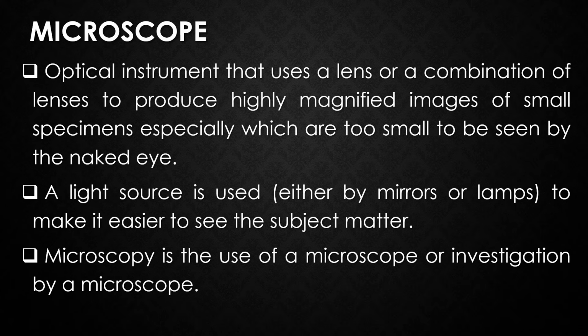Microscope is an optical instrument that uses a lens or a combination of lenses to produce highly magnified images of small specimens, especially cells or microbial cells, which are too small to be seen by the naked eye. A light source is used, either a mirror or lamps, to make it easier to see the subject matter. Microscopy is the use of the microscope or investigation by the microscope.